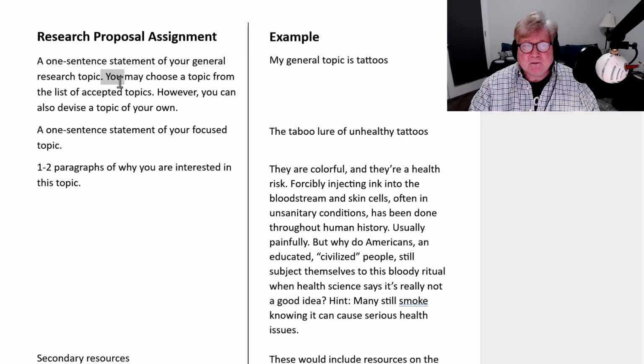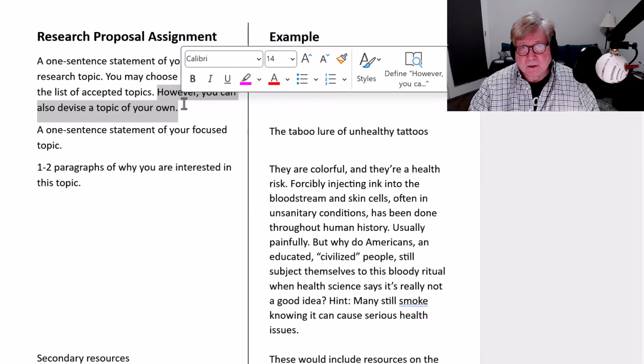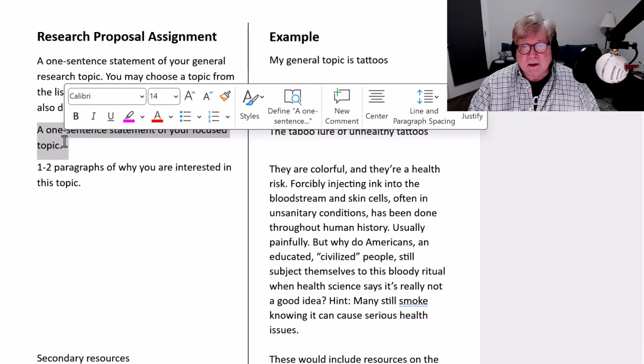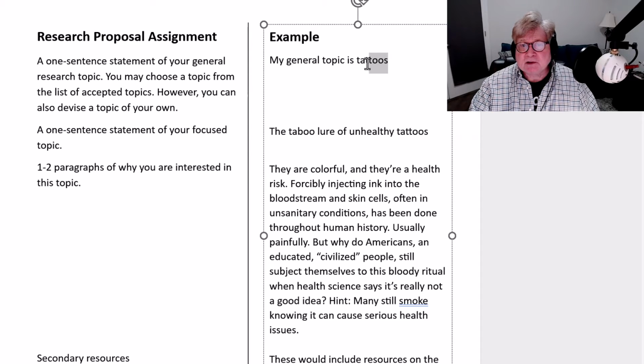You can choose from the list of accepted topics, or you can devise a topic of your own. Either way, you're going to run them by me. We're going to make sure that you're comfortable with them and that we are comfortable with the direction that you're going to be going in. And so once you have that topic, your next step is to write a 1-sentence statement that focuses in on that topic. For example, here you see my general topic is tattoos.